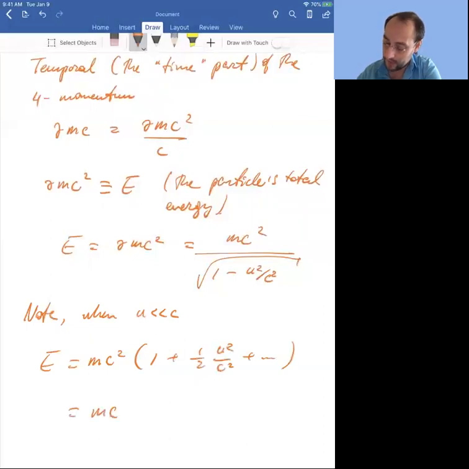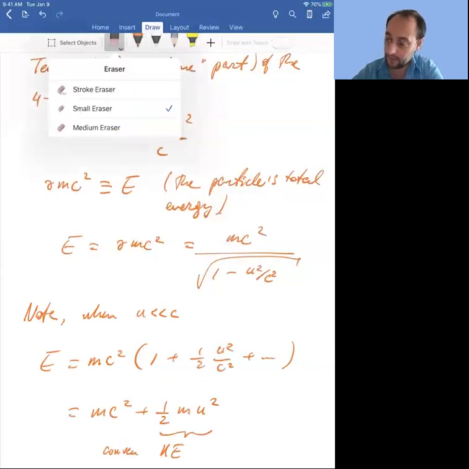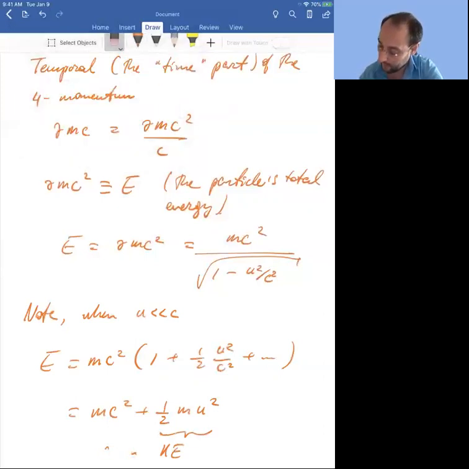And this is mc squared plus 1/2 mu squared, okay? And we recognize the second term as the kinetic energy. You could say, oh, look, this is just conventional kinetic energy that's familiar to everyone.